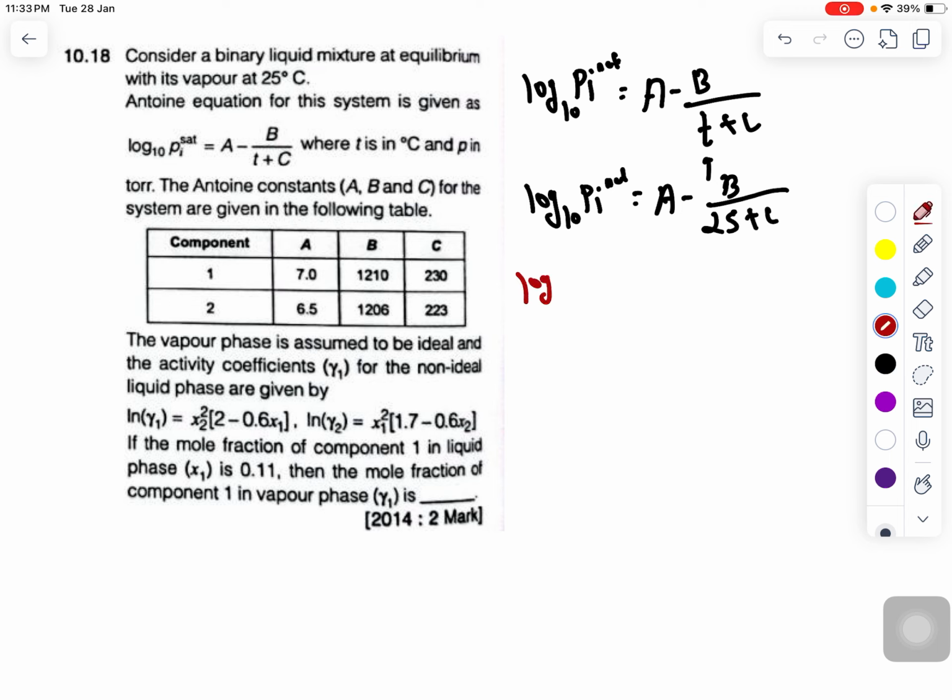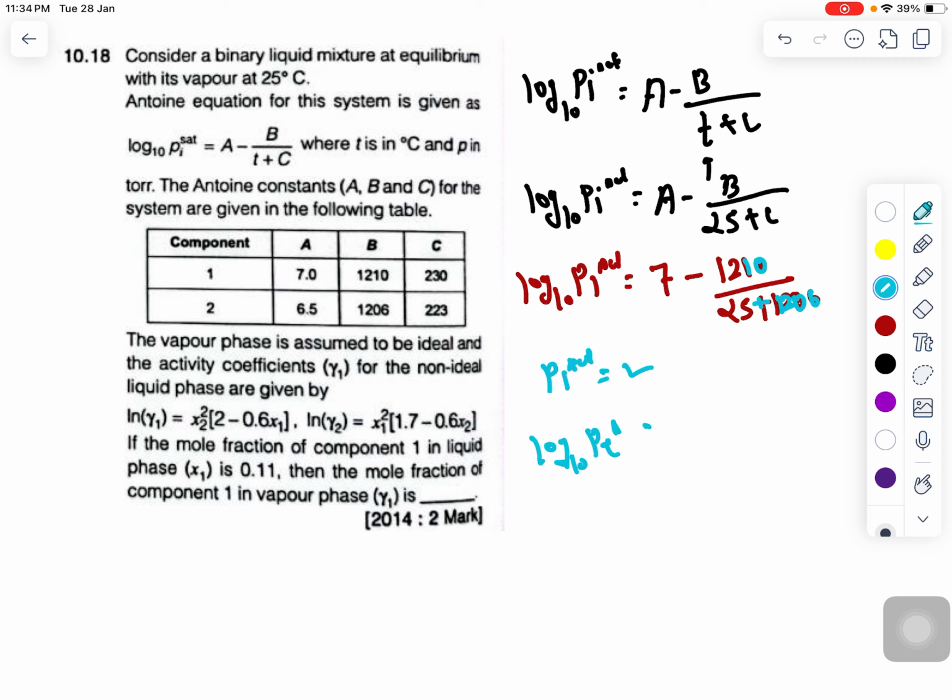So you can say log10 P1 sat equals 7 minus 1210 divided by 25 plus 1206. So from here you can calculate the value of P1 sat, and again for log10 P2 sat, you can write 6.5 minus 1206 divided by 25 plus 223. So from here also you can calculate P2 sat.